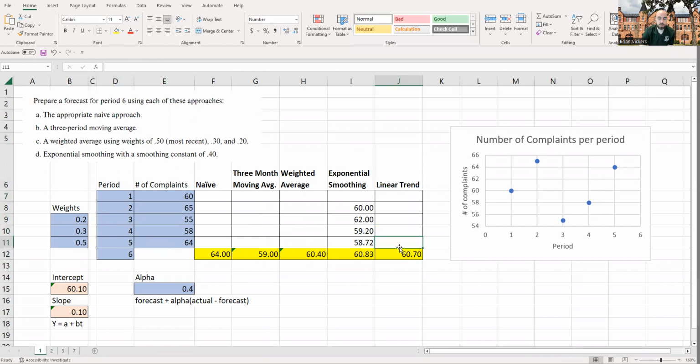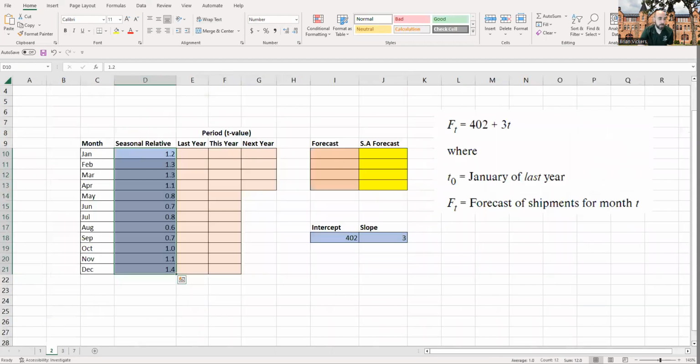So for this assignment, we would have only needed it to be filled in right here because we don't care to project period 1. If we were judging the accuracy, we would need to fill in as many cells as we could, and then we would monitor for accuracy. So that's an easy way of doing all of these 5 different types of forecasting. So now let's look at seasonal relatives.